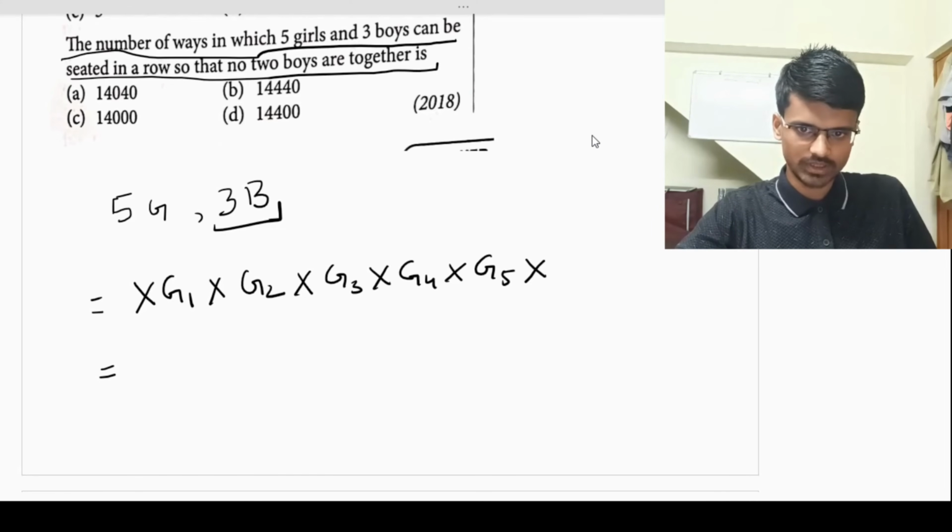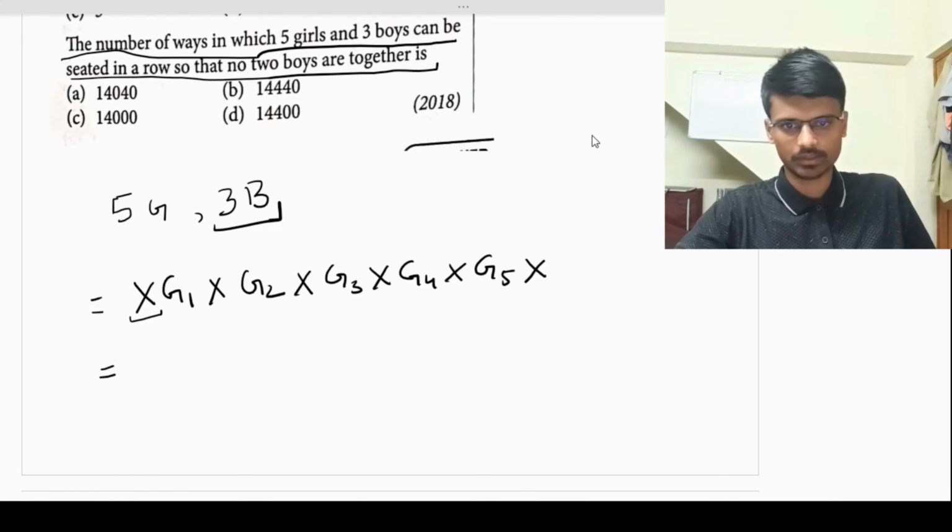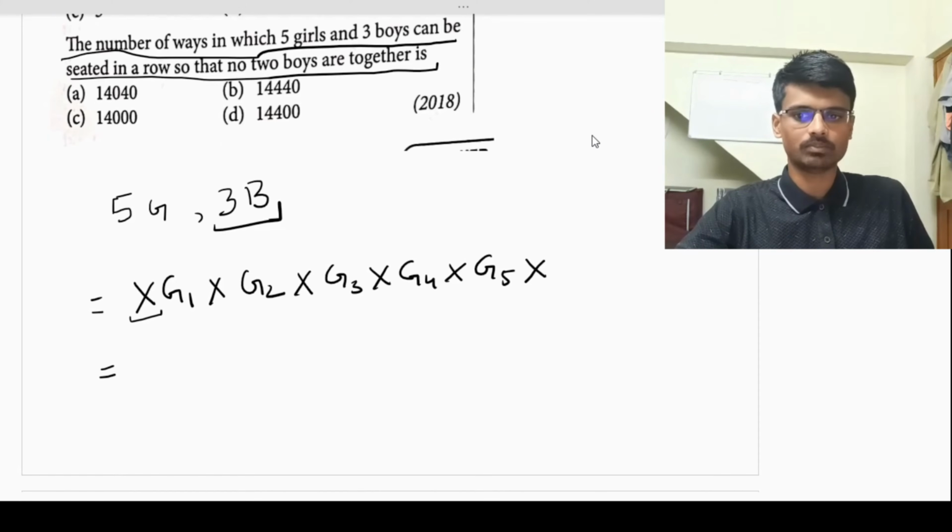Just one after the other, like just beside this girl, 1 blank spot, beside this girl, 1 blank spot. So I have got 5 girls, so 5 blank spots beside them and this 1 more blank spot. So totally I have got 6 blank spots. We'll come to that later. So these 5 girls can be arranged in how many ways?